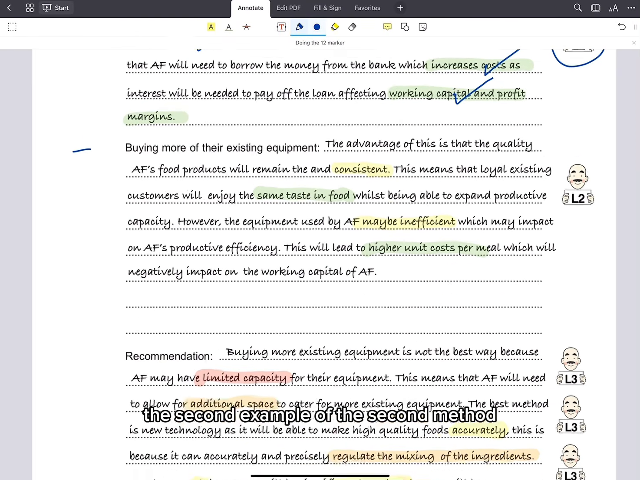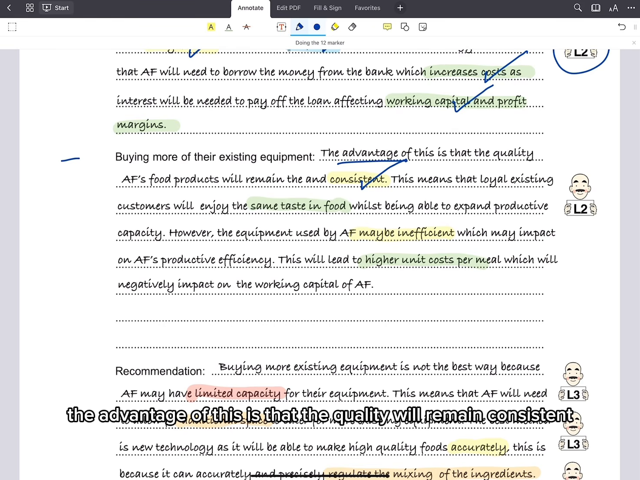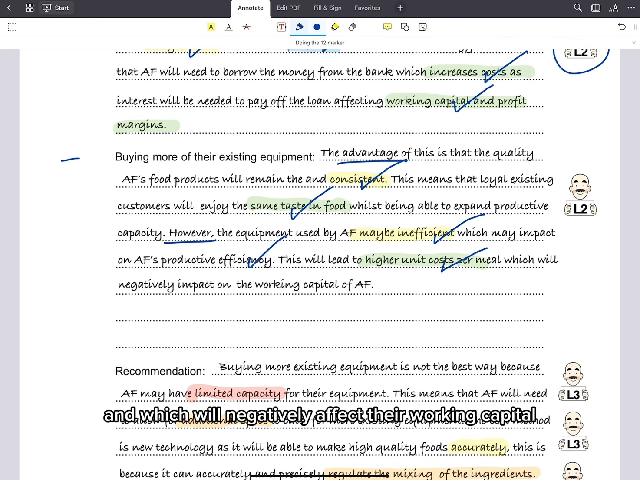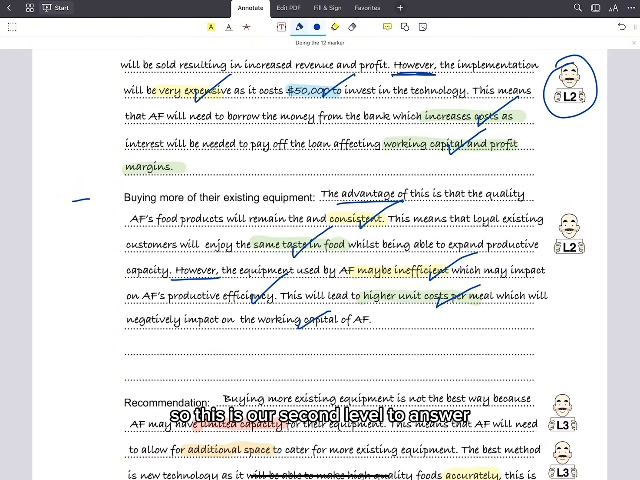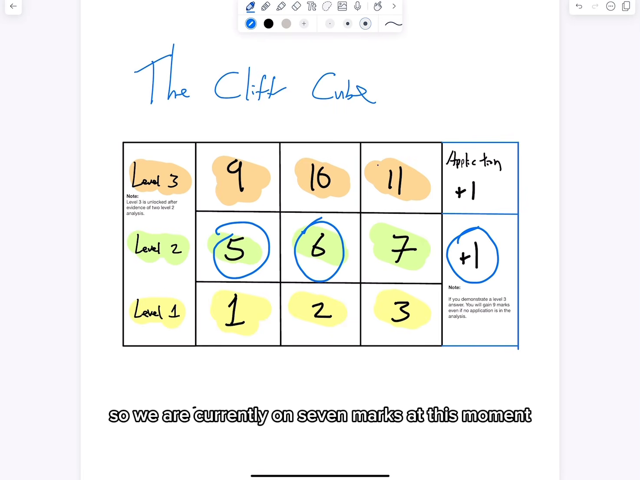The second method is buying more of their existing equipment. The advantage of this is that the quality will remain consistent, the same. So the taste and food for their loyal customers will be exactly the same. However, which is our disadvantage, the equipment used by AF may be inefficient and it will impact their productive efficiency. So therefore, this results in a higher unit cost, which will negatively affect their working capital. So this is our second level 2 answer, because we have both advantage and disadvantage. So we are currently on 7 marks at this moment.